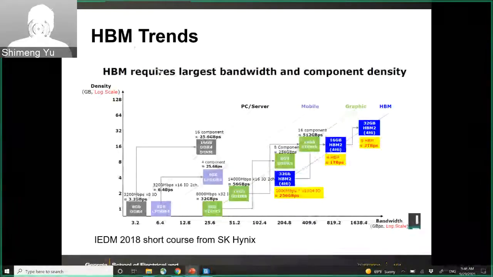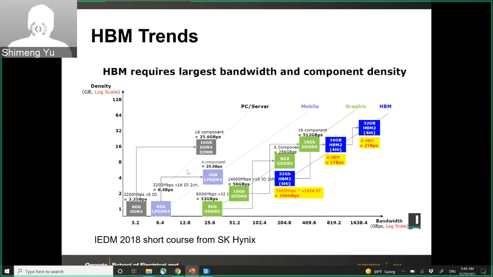So here is a general trend for the bandwidth at the system level. Here you see the first one is DDR, the second one is LPDDR, the third one is GDDR, and the last one is HBM. The x-axis is the bandwidth. Certainly the HBM gives the highest bandwidth. And also from the density point of view, from the y-axis, HBM gives the highest density as well, because you can stack multiple dies vertically.